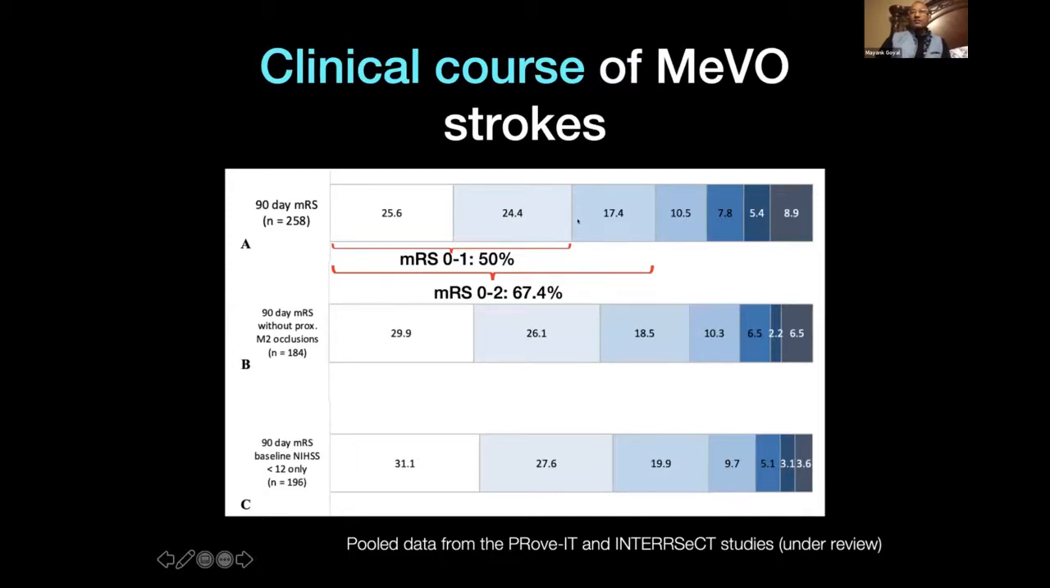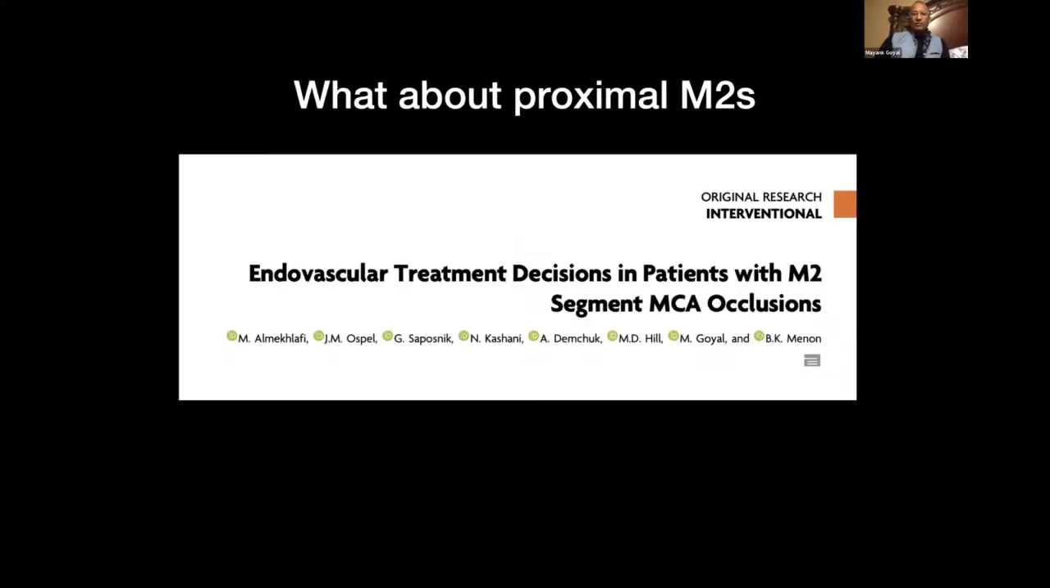So we had a unique data set where not only did we know that they were MeVO strokes, the second thing we had is whether they got TPA or not. And then we set up the study where patients had a 4 to 6 hour repeat CT angiogram. So we could know whether the vessel recanalized or not. One way to think about MeVO strokes is rather than thinking about mRS 0-2, one could think about mRS 0-1. And if you look at mRS 0-1, it's actually only 50%, which means 50% of the patients do not have an excellent outcome in MeVO strokes.